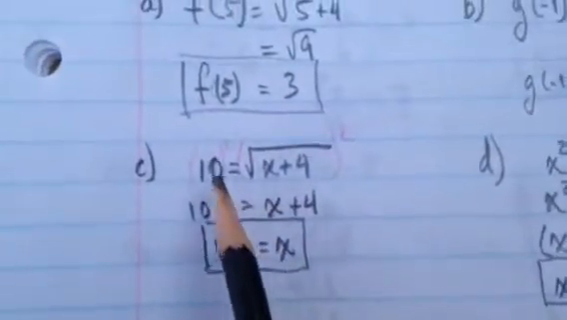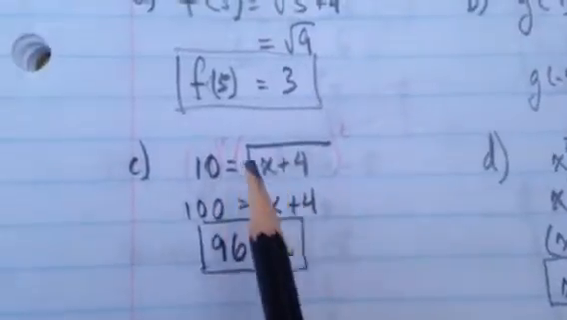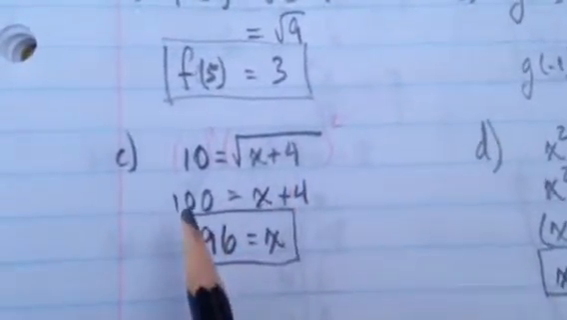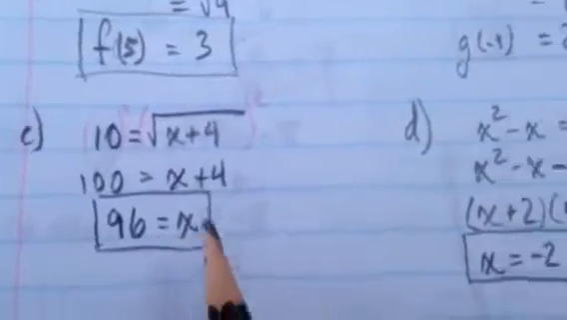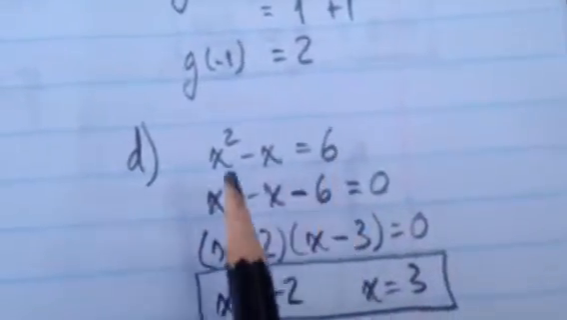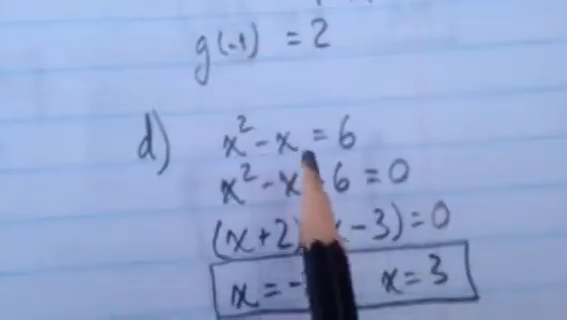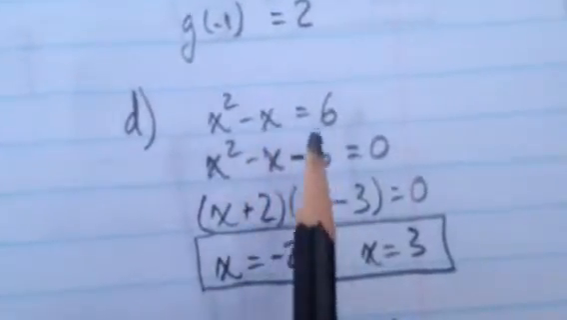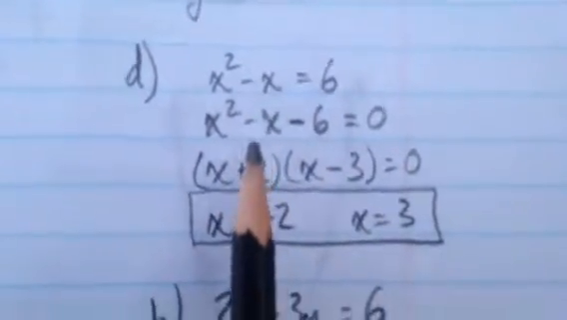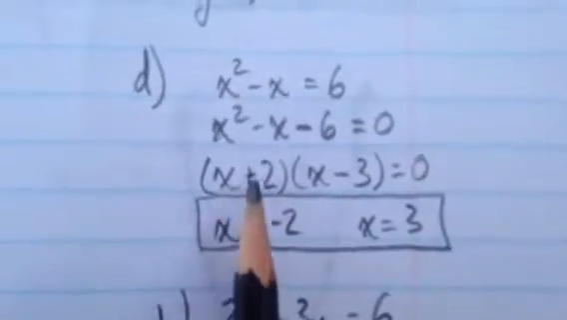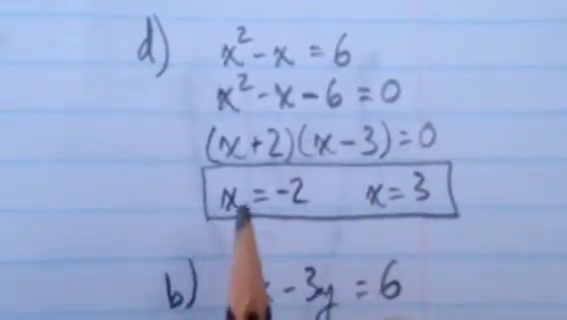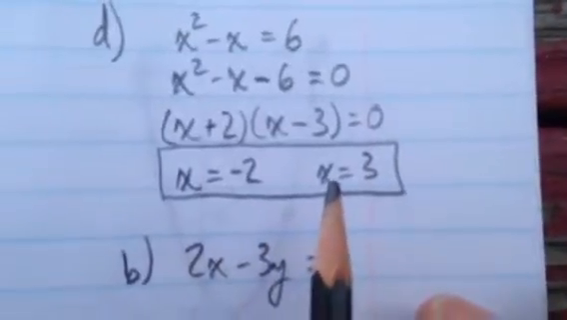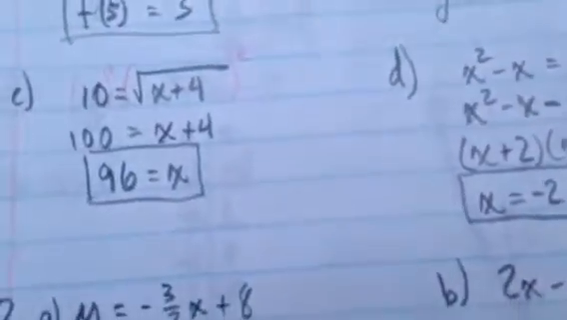To make this function equal 10, I would square both sides, and that'd give me 100 equals x plus 4, so that makes x equal 96. Over here, to make this equal 6, it's a quadratic, so I'm stuck again solving a quadratic, and this one, fortunately, factors to x plus 2 times x minus 3, and that means that x equals -2 or x equals +3.